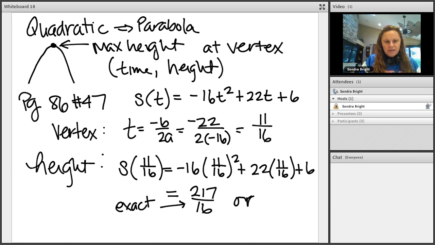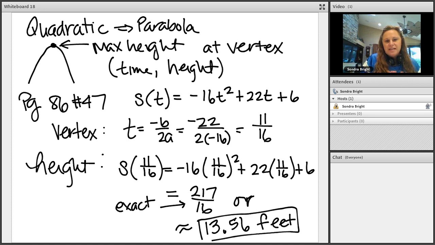Or if it's approximate and they tell you to round, then it would be 13.5625. And then I think the problem was in feet. Not positive, but maybe it was meters or something like that. But there you go. So if they ask you for exact, you're going to give me 217 over 16 feet. But because it's a word problem, it'll probably tell you to round to a certain decimal, so read the directions, and that will tell you what to do.